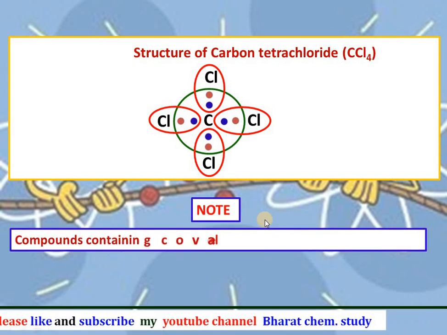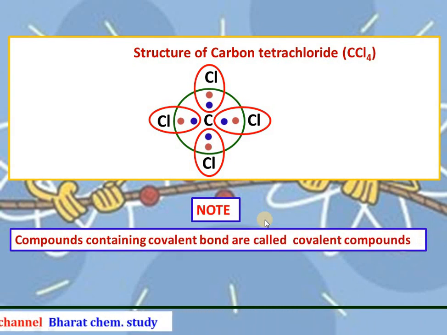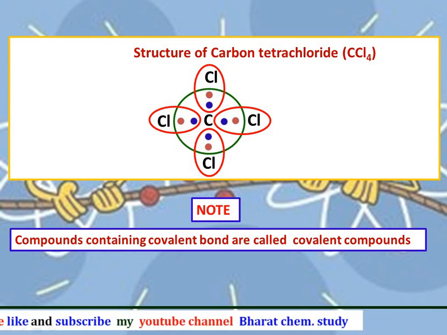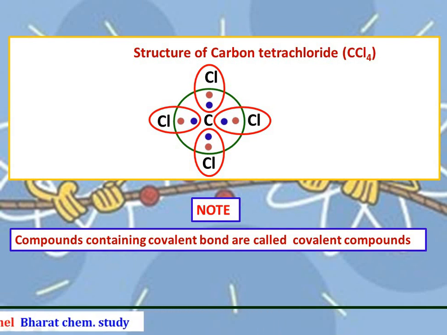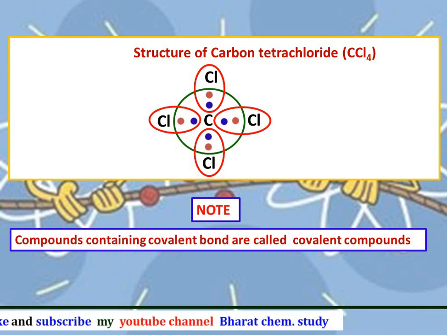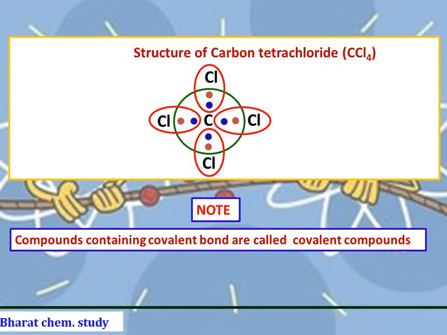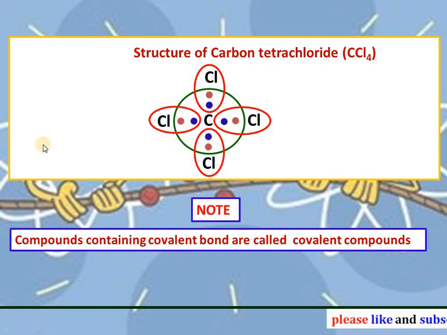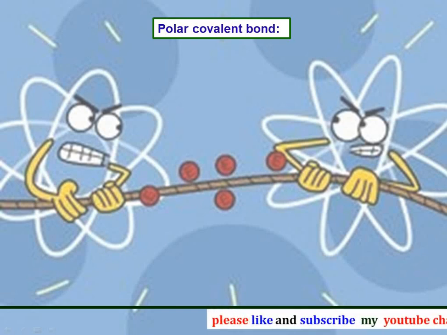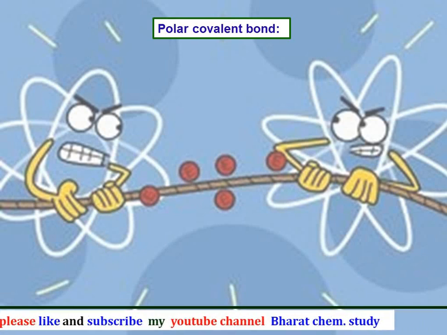Note, compounds containing covalent bonds are called covalent compounds. So always remember one thing: in the previous video we studied that if a compound contains a metal with a non-metal, the compound is always ionic, but if the compound is formed between two non-metals, the bond is always covalent and the compound is a covalent compound. Now, polar covalent bond. We studied in the previous video that ionic compounds already contain ions and therefore they are polar.